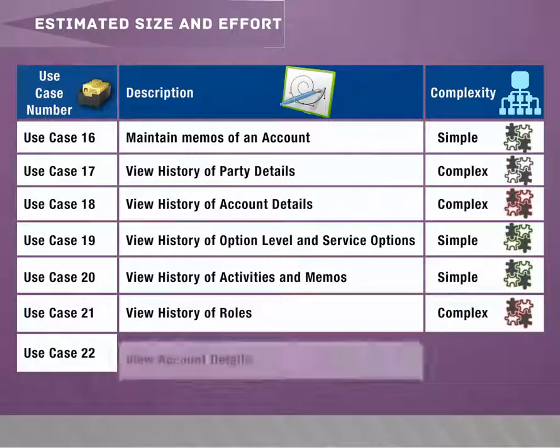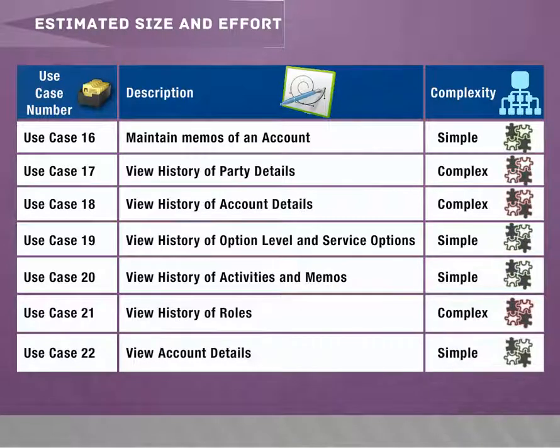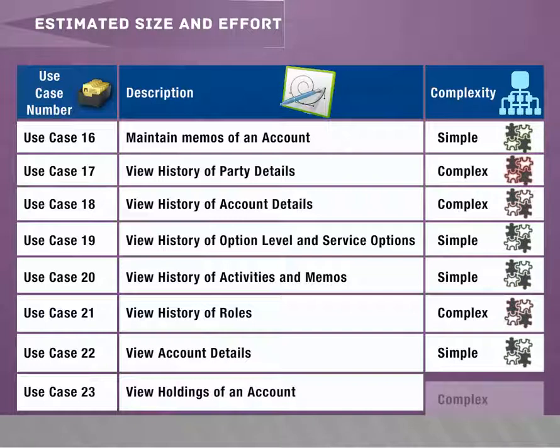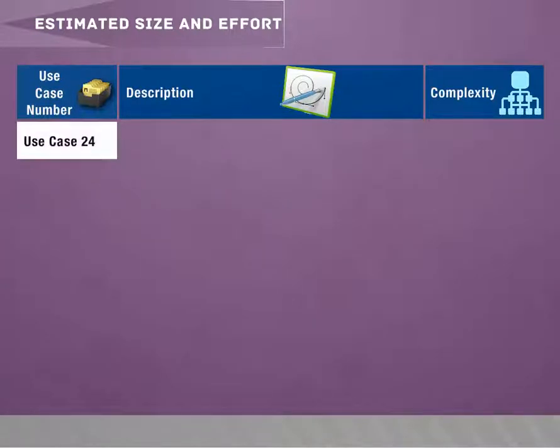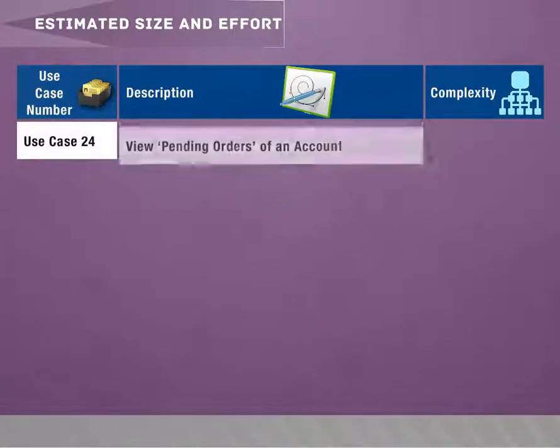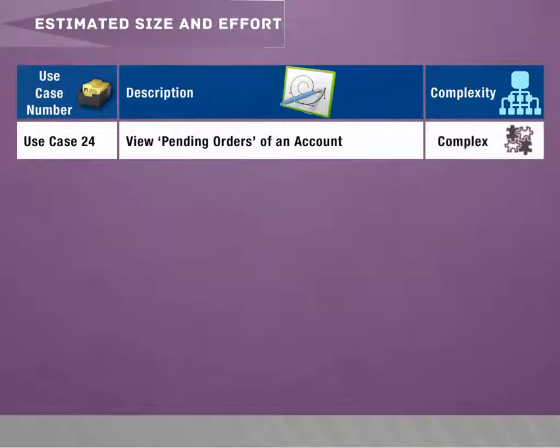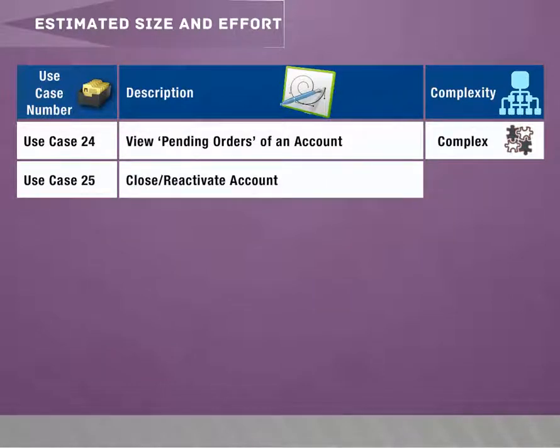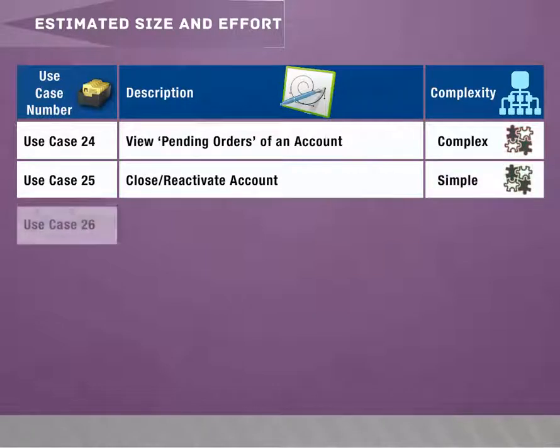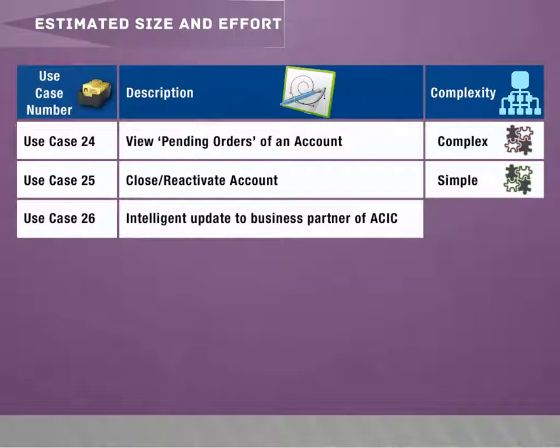Use case 22, view account details, simple. Use case 23, view holdings of an account, complex. Use case 24, view pending orders of an account, complex. Use case 25, close or reactivate account, simple. Use case 26, intelligent update to business partner of ACIC, complex.